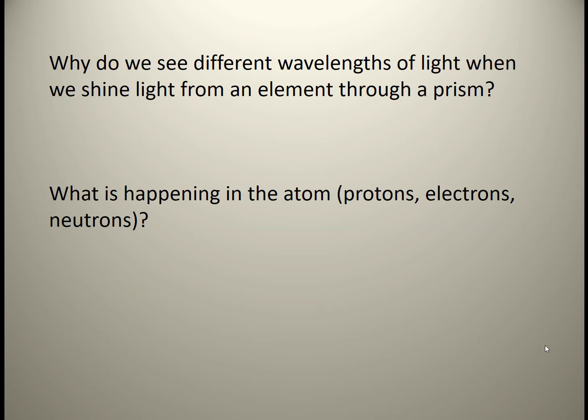Let's go back to this question. Why do we see different wavelengths of light when we shine light from an element through a prism? And what is happening in the atom, the protons, the electrons, and the neutrons?